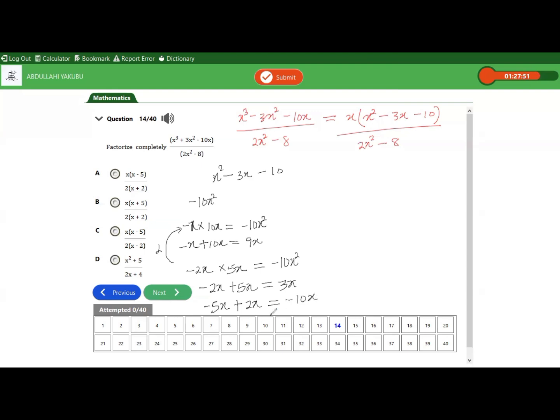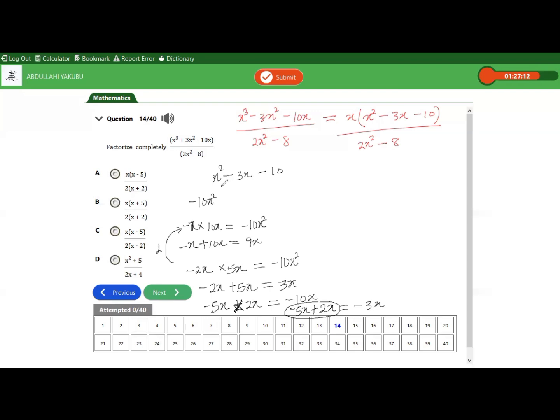But this time around, minus 5x times 2x still gives us minus 10x squared. But this time around, minus 5x plus 2x is equal to minus 3x, which we are looking for. So it shows that in our question here, anywhere we see minus 3x, we replace it with what? Minus 5x plus 2x.